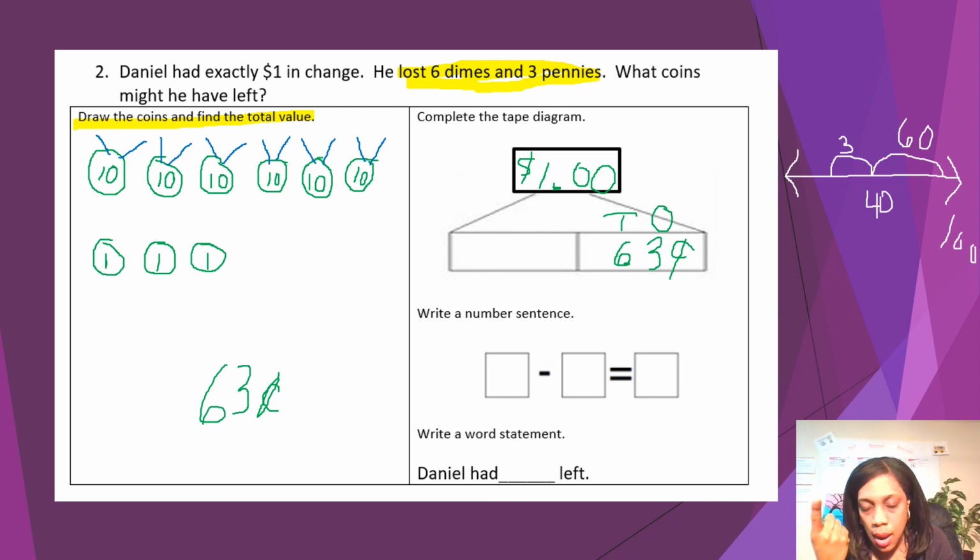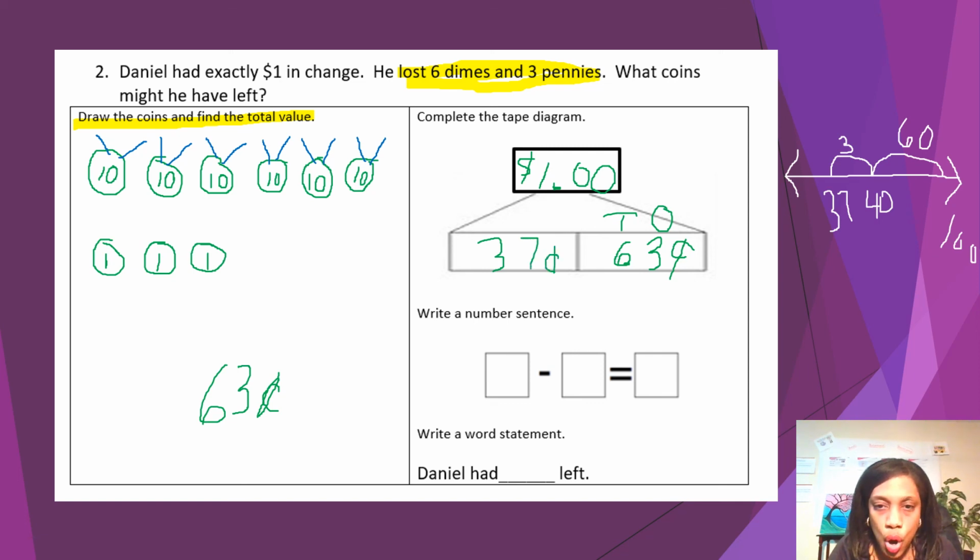Okay, so let me see. What comes before 40? I would say to myself, the number before 40 is 39. What's next? 38, 37. So if I hop back 3, I'm going to land at 37. So I know now that if I have $1 and I lose 63 cents, I'm going to end up with, Ms. Best made a little mistake here. That's okay. I'm going to erase. And we're going to end up with 37 cents.